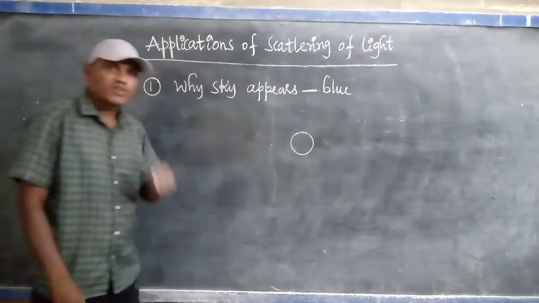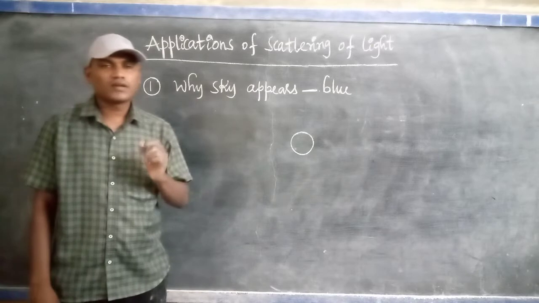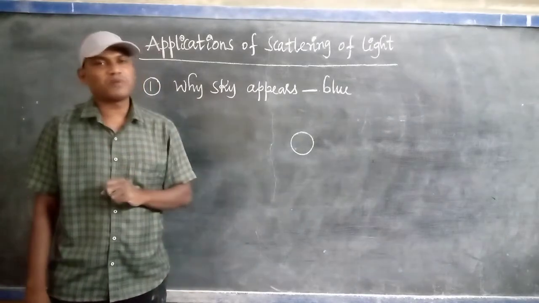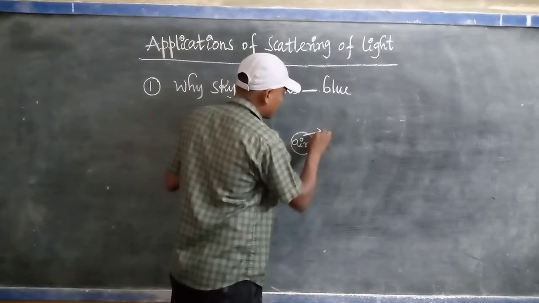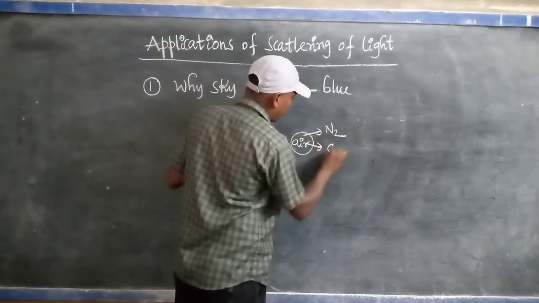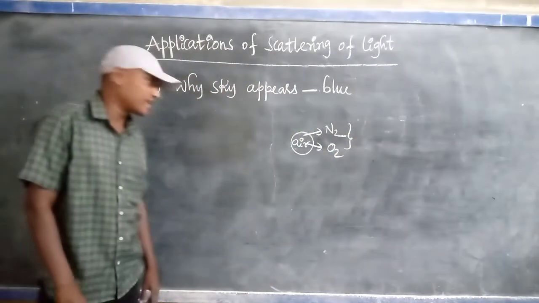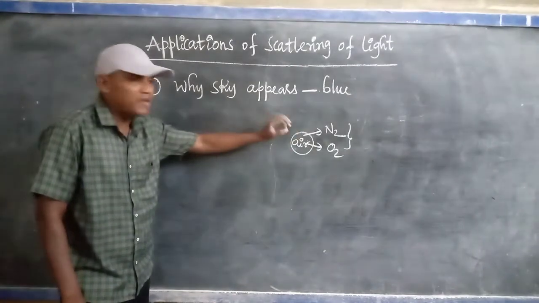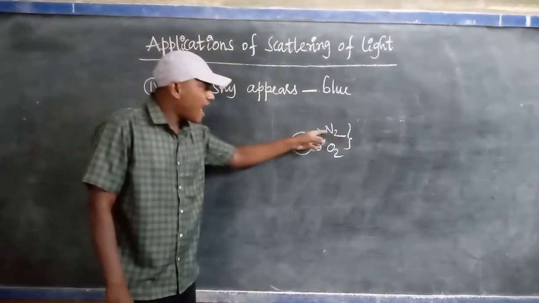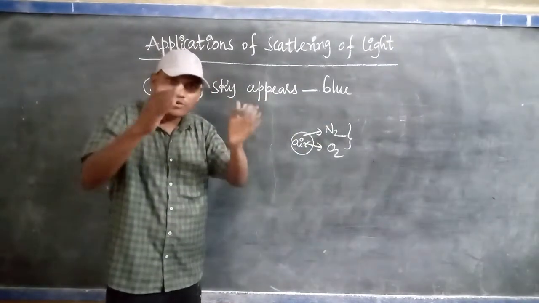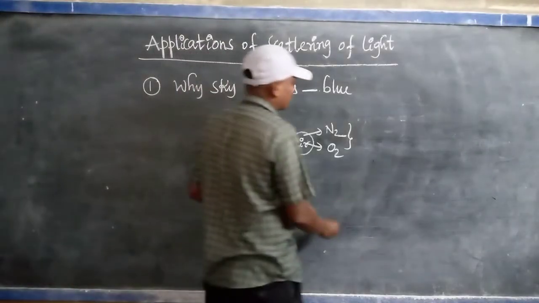We know that our Earth's atmosphere mainly contains air, which mainly contains nitrogen and oxygen. These two are 98%, as we know very clearly. So our air mainly contains nitrogen and oxygen molecules. The average size of these two molecules is comparatively equal to the wavelength of blue color.